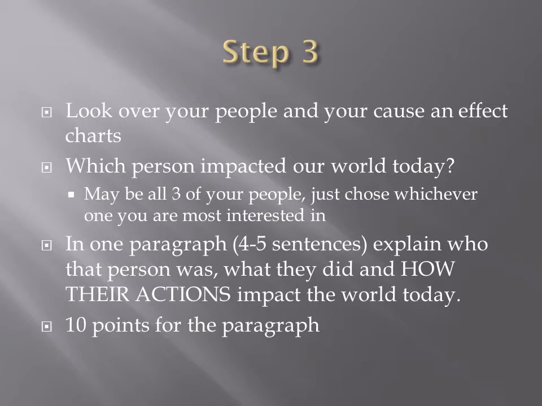After you do your cause and effect charts, look over the 3 people you have and ask yourself, which person do you think impacted our world or the world today the most? It may be all 3 of your people, and it should be all 3 of your people. But pick the one that you're most interested in. Then, in one paragraph, 4 to 5 sentences, of course it can be longer, but not shorter, explain who the person was, what they did, and how their actions impacted the world today. So you're basically going to put your chart into a paragraph. And this is worth 10 points.